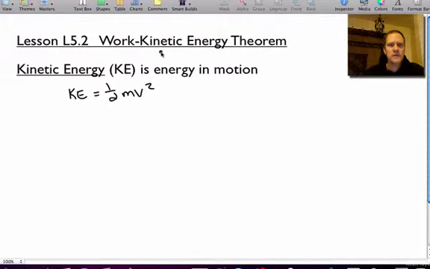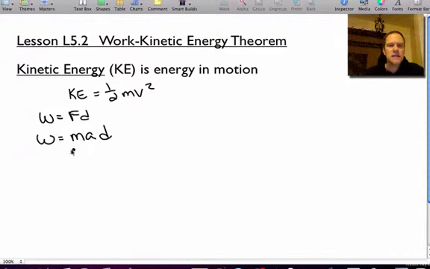Let's take a look real quick at where this comes from and also where this work-kinetic energy relationship is. So if we go back to the definition of work, work is equal to force times distance. And from Newton's second law, we know that force is equal to mass times acceleration. So again, we're back at work is mass times acceleration times distance.